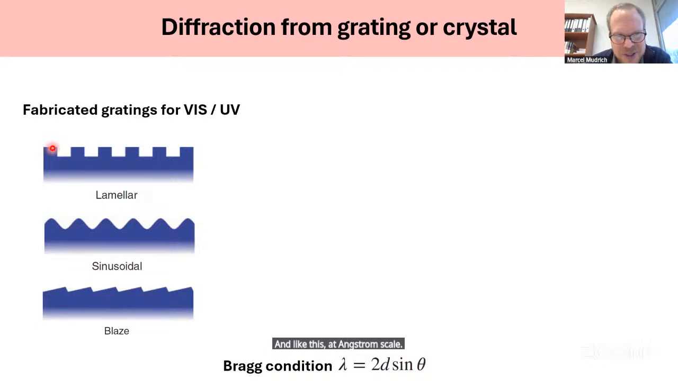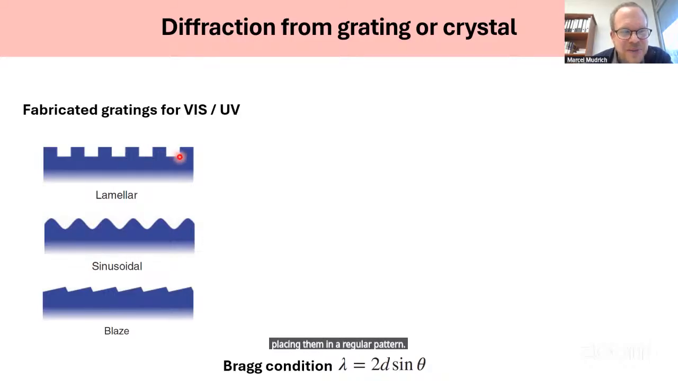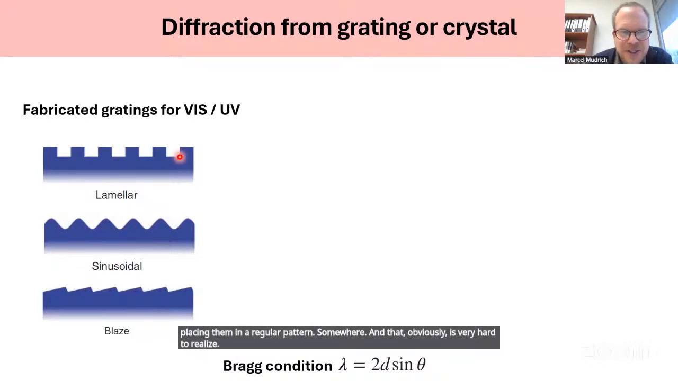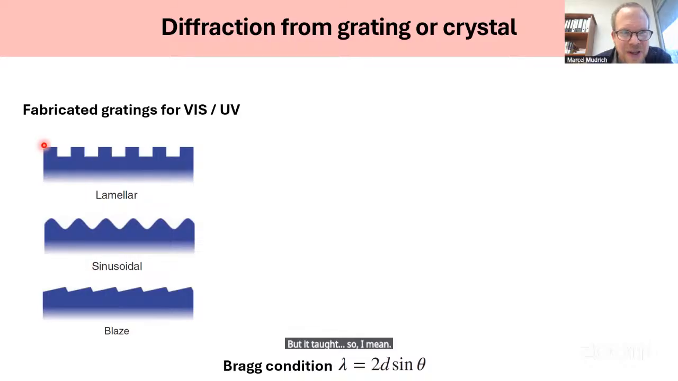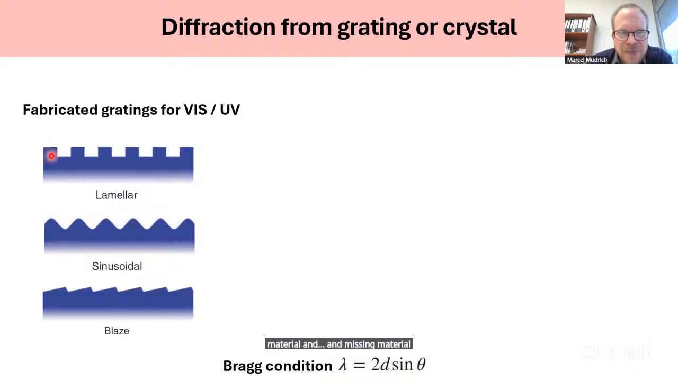So what you were suggesting is essentially making an artificial groove pattern like this at angstrom scale, which essentially comes down to placing individual atoms, or maybe two atoms or so, but a few atoms, placing them in a regular pattern somewhere. And that obviously is very hard to realize. The point is we need a grating that has basically spacings between material and missing material on the length scale of 1 angstrom.